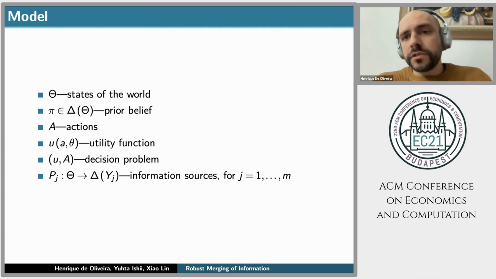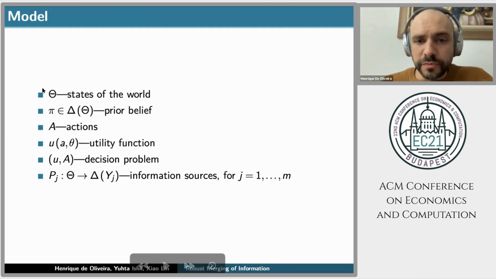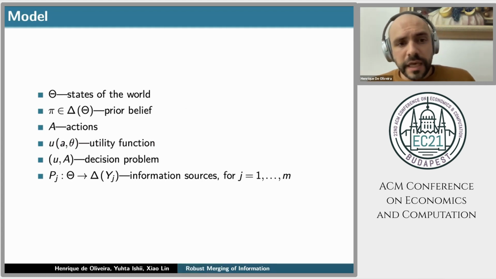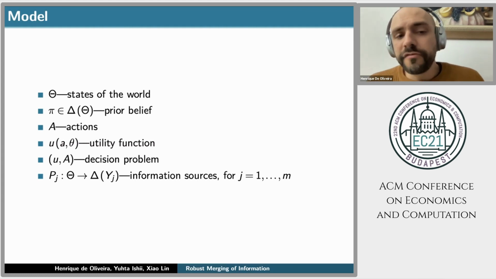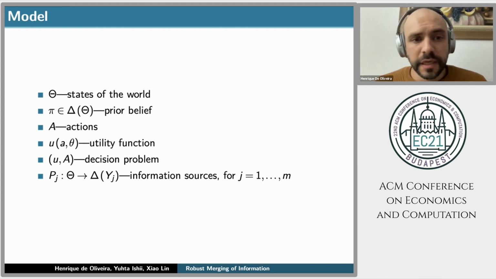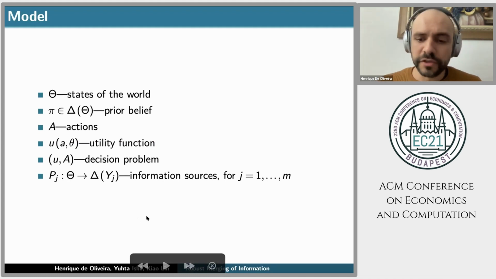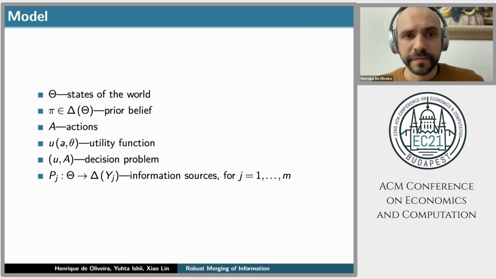And we're going to talk about the utility function together with the set of actions. We're going to call that the decision problem. So the agent faces a decision problem, and the agent has available a number M of information sources here. An information source specifies the conditional probability of these signals Yj conditional on theta. Okay, so each information source is a given of the problem.